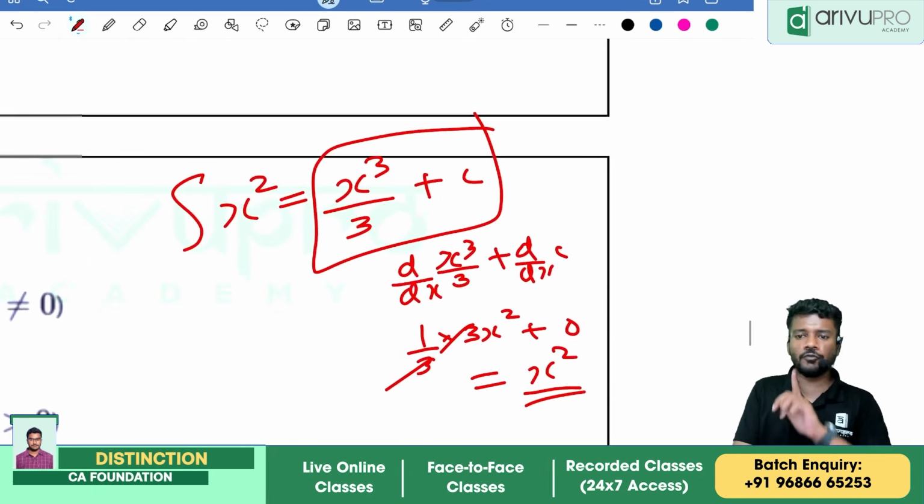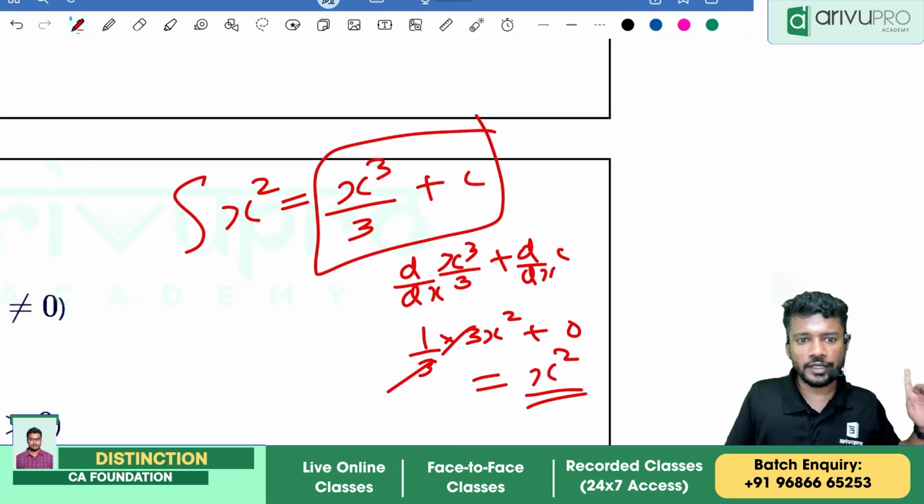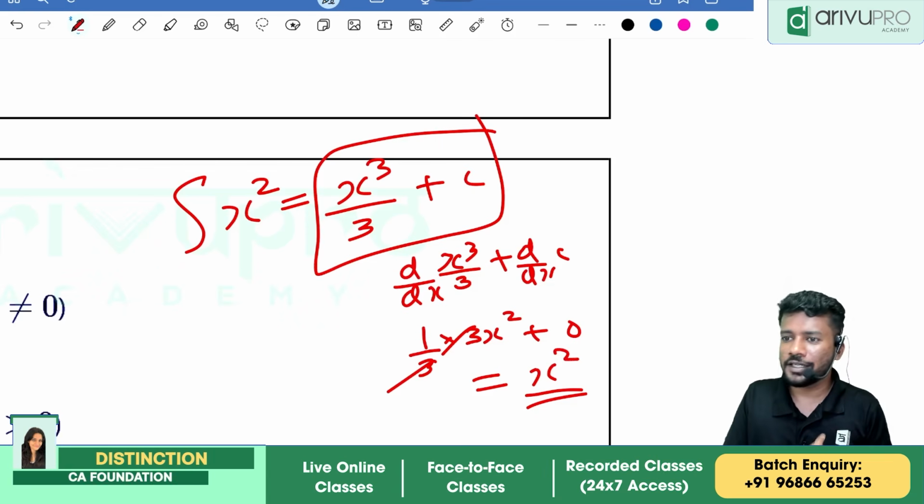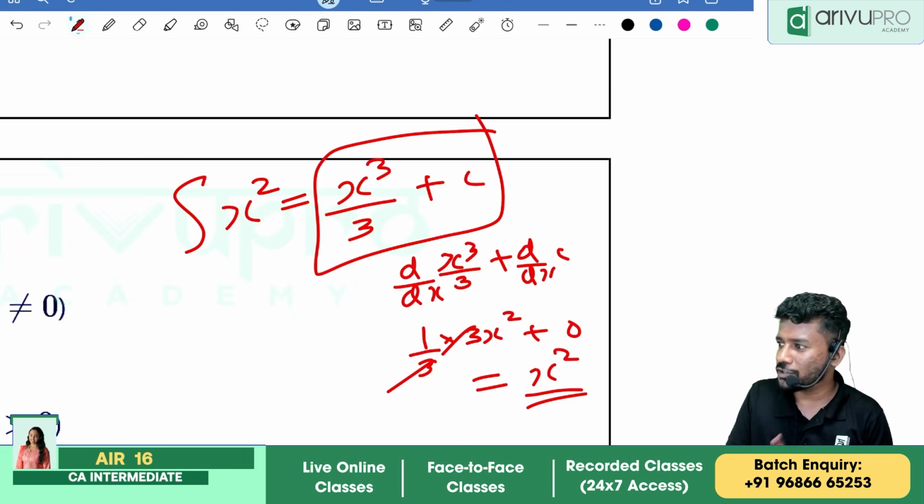Now one tip for everyone who feels integration is very difficult. Don't learn integration. Rather, using the options, get the answer using differentiation. If you differentiate the option, you will get the question. Whichever option is giving you the question, that's your answer.